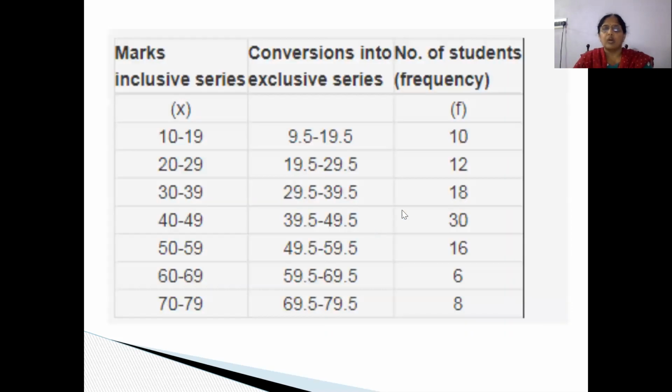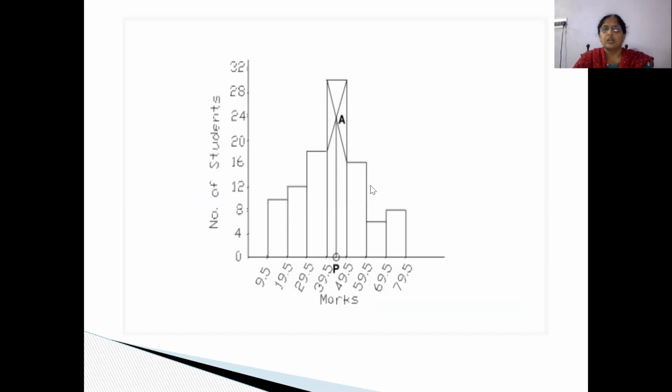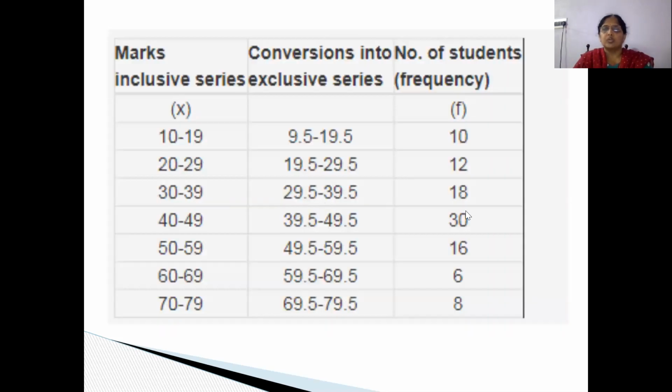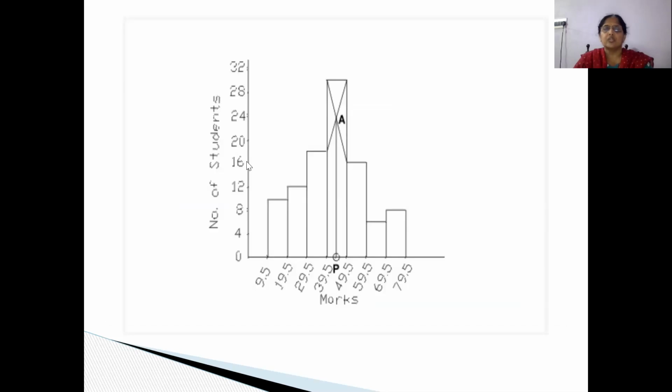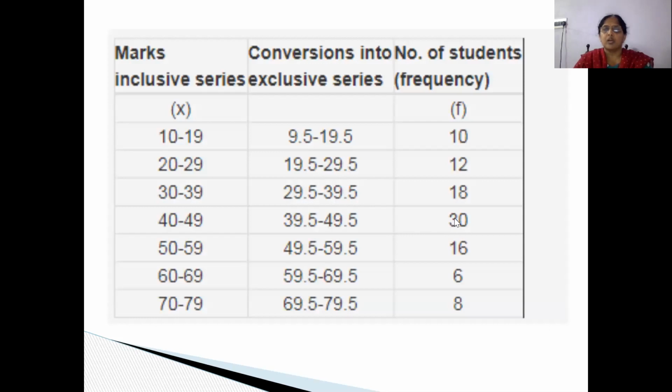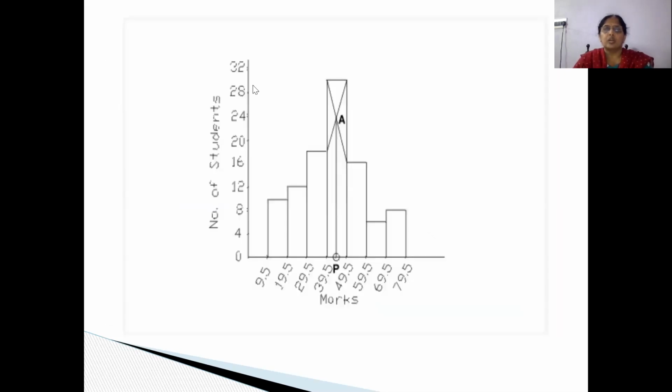What is the next bar? Height 12. So next bar 10 at 12. Okay, next come to this one 18. 18 is here between these two. Next come to highest or longest bar 30. So 30. This is 28 here, middle of this 30, and then like that we have to draw.